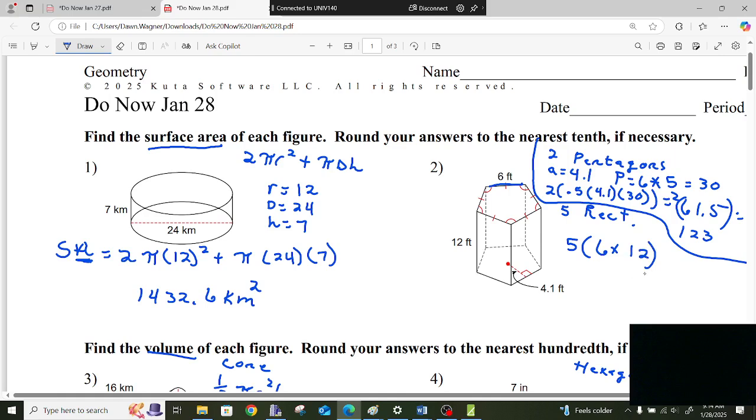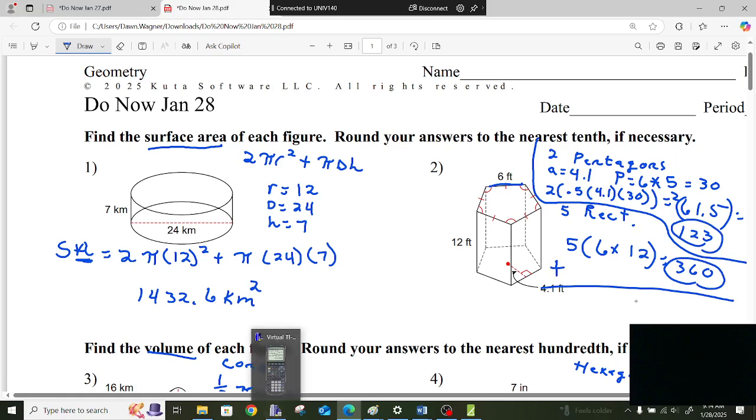So it would be 72 times 5, right? How much? 360. And then what do I do with this number and this number? I have to add them together to find a total surface area. So that's 483, and that would be feet squared. That would be our surface area.